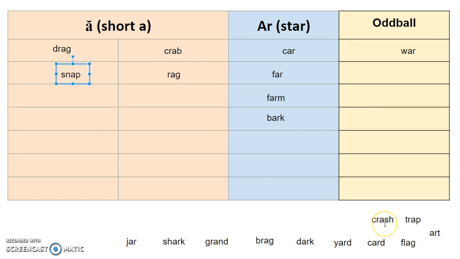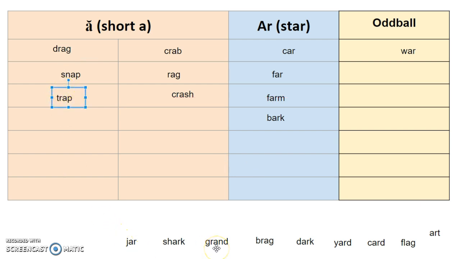The next word is crash. Like I crashed my bike. Crash. It says A, and it goes in the short A column. The next word is trap. Like I trapped the mouse. So trap says A, not R. Apple. It goes in the short A column.